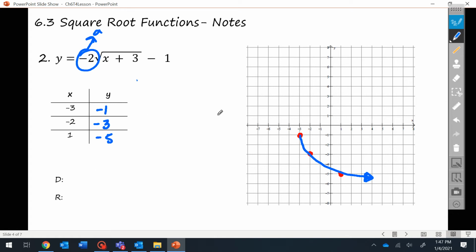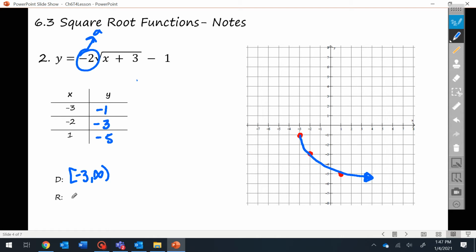Let me start over. The domain is the x-axis, so we can see that the lowest coordinate on the x-axis is -3, and it moves to the right of -3. So the domain is from -3 to infinity.